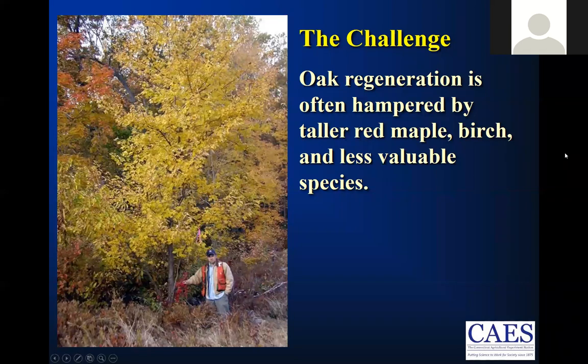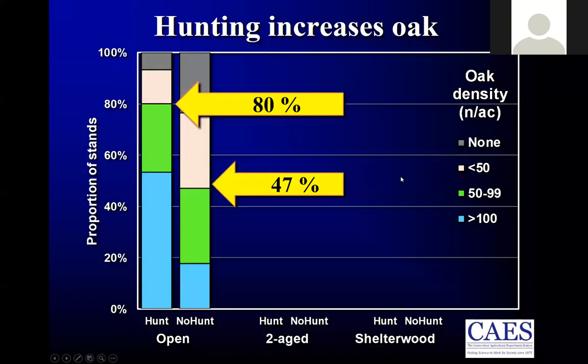So here's the challenge. I have it here for oak, but it's really for a lot of our species, especially oak. It's often hampered by taller red maple, birch, and less valuable species. I look a lot at oak. So let's look here with the same graph descriptions we had before. We're looking at the proportions of all the stands. These are areas that were clear cut. We called them open. They're either hunted or not hunted.